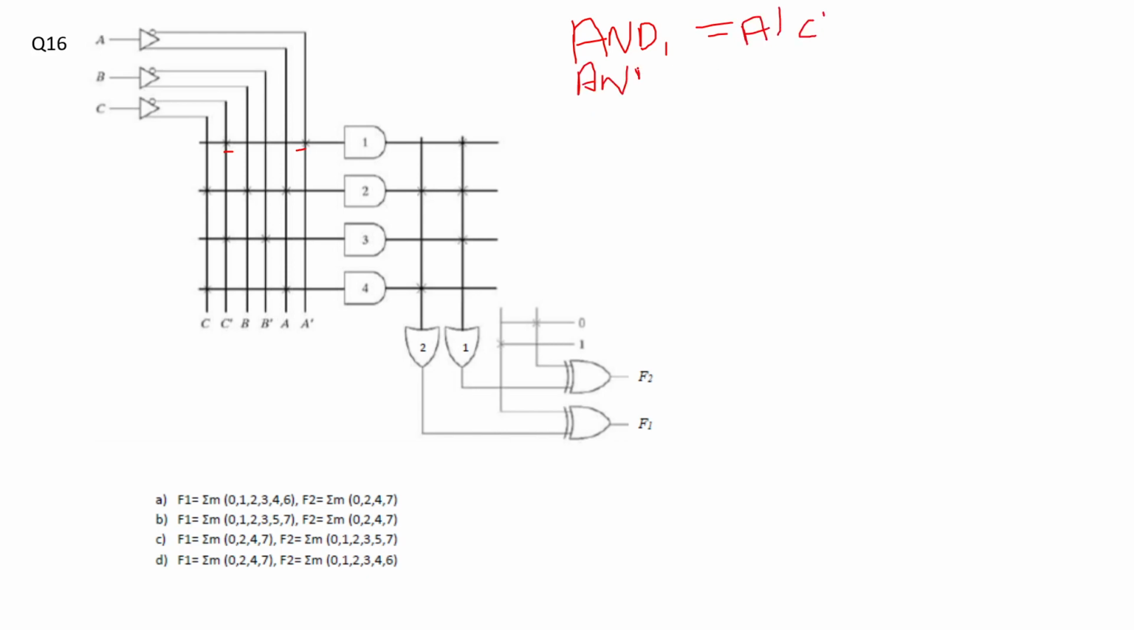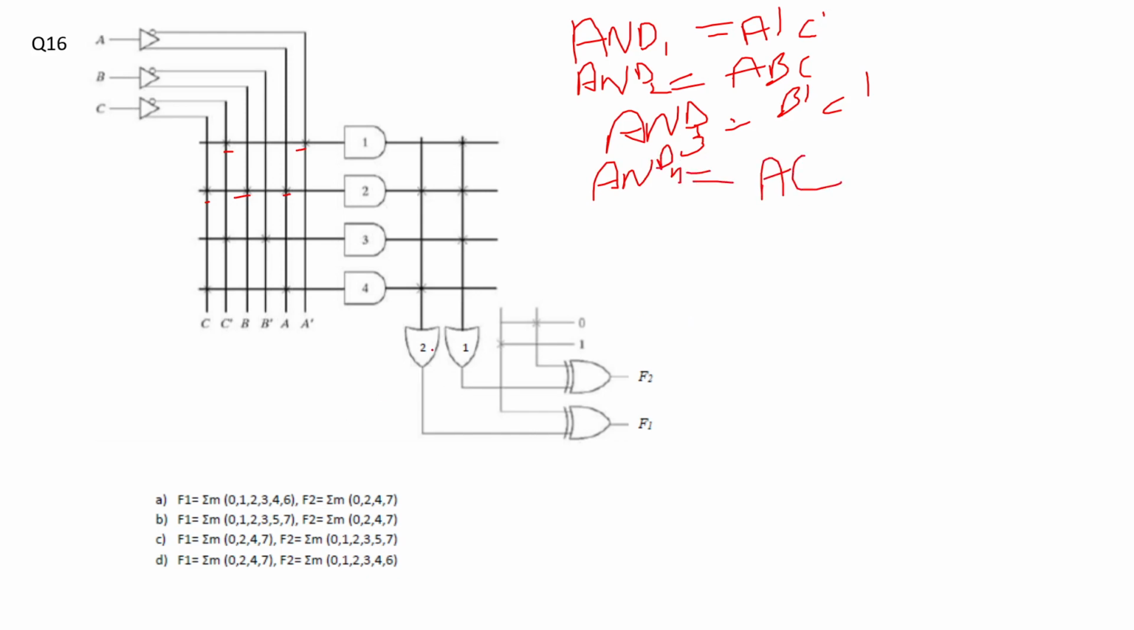AND of 2 is equal to ABC. You can check it, ABC. AND of 3 is equal to B bar C bar, and AND of 4 is equal to AC. Then I have this OR gate. So OR of 1 is equal to A bar C bar plus ABC plus B bar C bar.